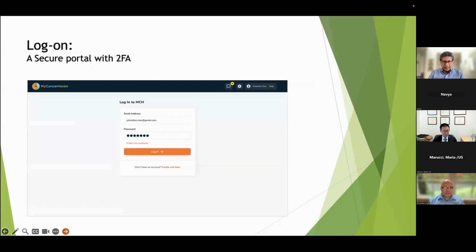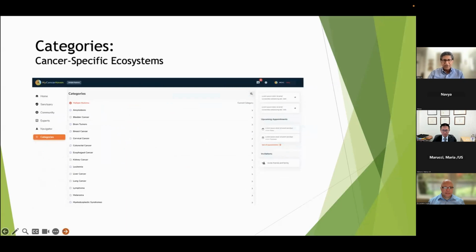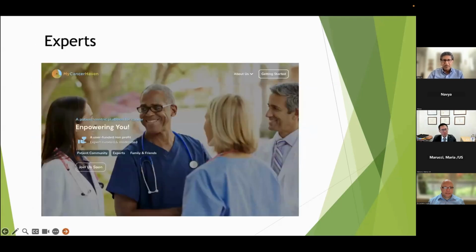Patients and caregivers, healthcare professionals, all are able to create an account. We have a secure account, with two-factor authentication required the first time the account is created, to make sure that we have security on the platform. We have both mobile and web user interfaces. We have cancer-specific ecosystems, and each ecosystem is pretty much self-contained. And we started out, as I said, in myeloma. We have now got MDS, leukemia, and lymphoma open as well.